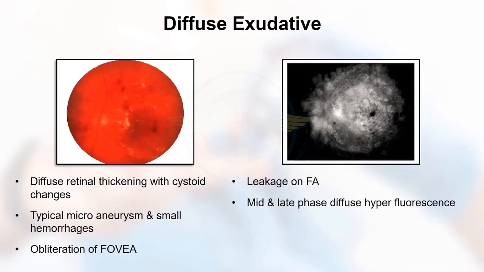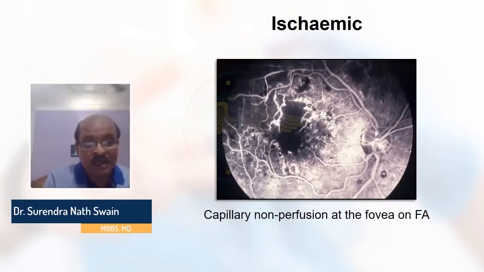Next, diffuse exudates: diffuse retinal thickening with cystoid changes, typical microaneurysms and small hemorrhages. These are small hemorrhages and these are microaneurysms. There is obliteration of the fovea, and this is the leakage on fluorescein angiography, with diffuse hyperfluorescence in the late phase. Ischemic maculopathy shows capillary non-perfusion because of occlusion at the fovea on fluorescein angiography.